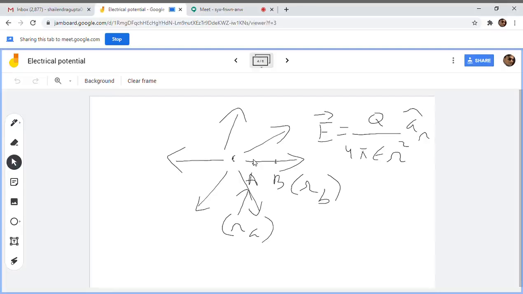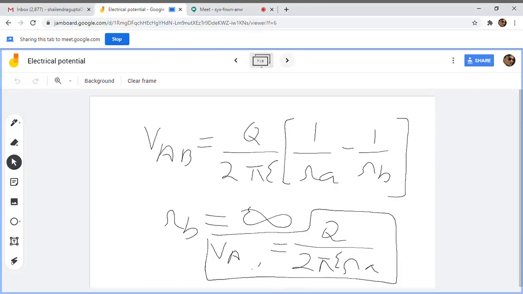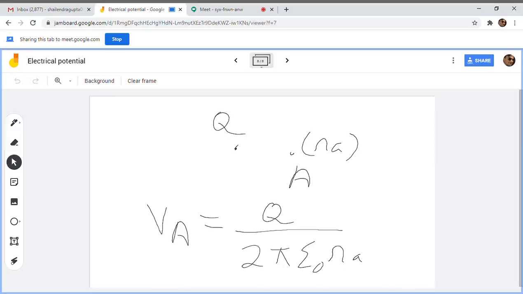B से A में कितना वर्क डन करना पड़ा किसी बाहरी फोर्स को, and that external force will surely act against this electric field. Okay, उसको उस इलेक्ट्रिक फील्ड के अगेंस्ट में फोर्स लगाना पड़ेगा. So it will have to do a positive work. Okay, so we reach a formula as in here.